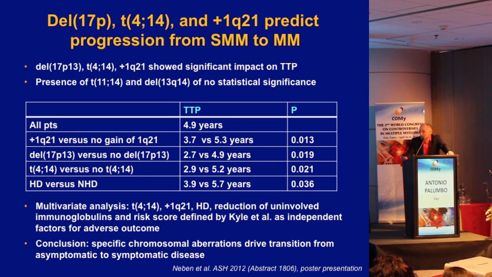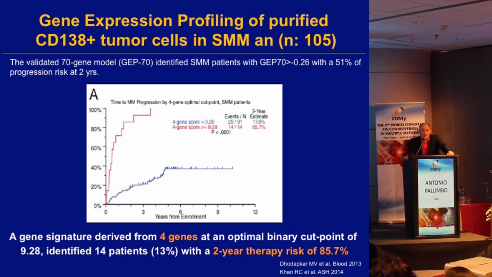Here you can see the difference of the different abnormalities: 1q, 3.7 versus 5 years; deletion 17, that is always the worst, 2.7 versus 4.9; and once again 4;14 versus 4;14, 2.9 versus 5 years. This is something that probably will become more useful in the future if we have an evolution of this technique, and with all the new genetic tools might represent something that might help us more in the future.